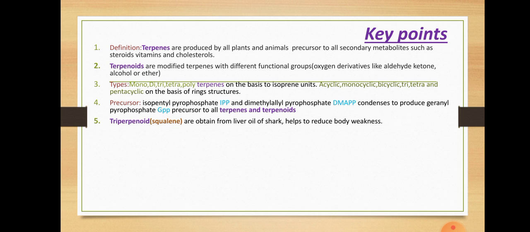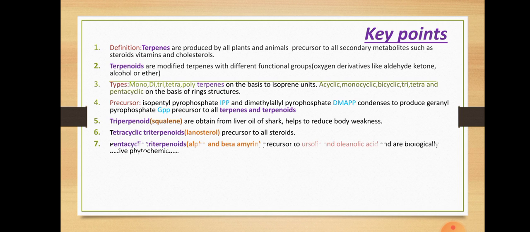Triterpenoid squalene is obtained from the liver oil of shark and helps to reduce body weakness. Tetracyclic triterpenoid lanosterol is the precursor to all steroids. Pentacyclic triterpenoids, alpha and beta amyrin, are precursors to ursolic and oleanolic acid, and are biologically active phytochemical substances. Ursolic acid and oleanolic acid are used by plants to produce different other structures or compounds for different purposes. On glycosylation, triterpenes produce saponin, a soap-like material.